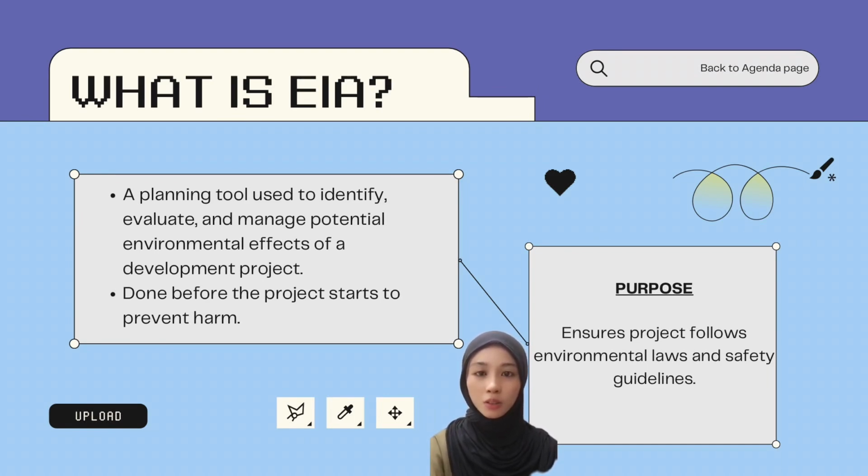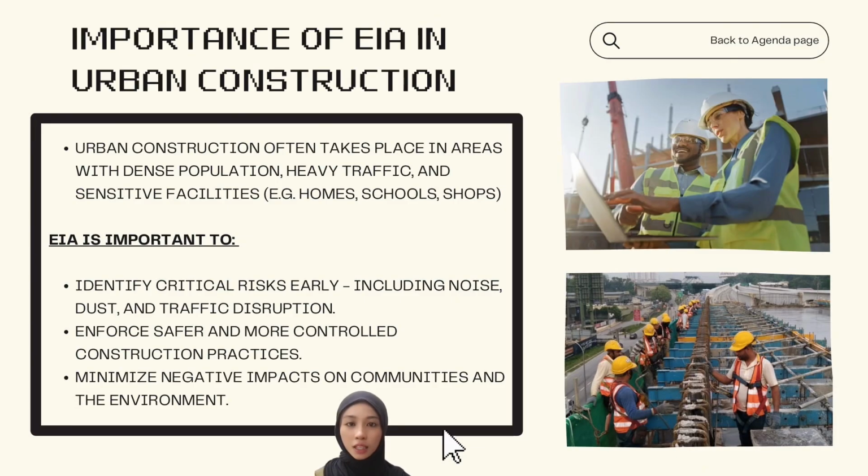The main purpose of an EIA is to make sure the project follows environmental laws and safety guidelines, keeping people and nature safe in the long run. The importance of the EIA in urban construction. Urban construction usually happens in areas with dense population, heavy traffic, and sensitive facilities like homes, schools, and shops.